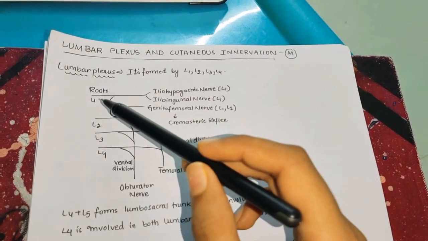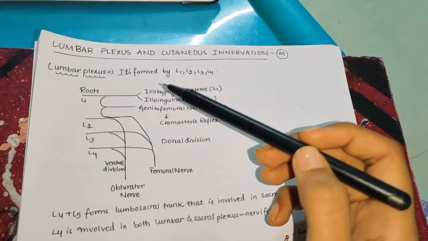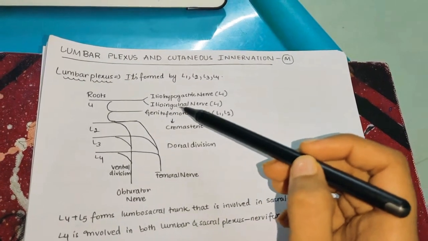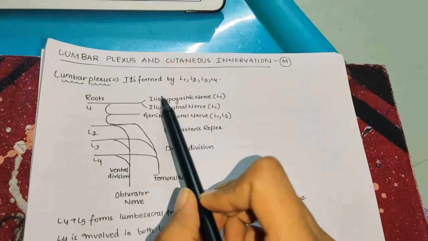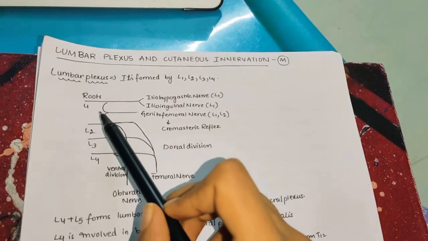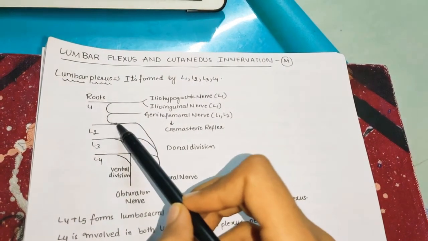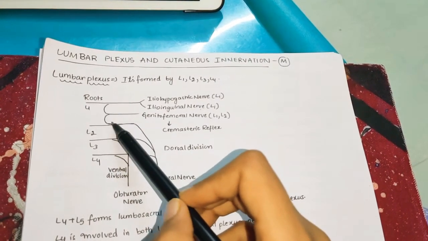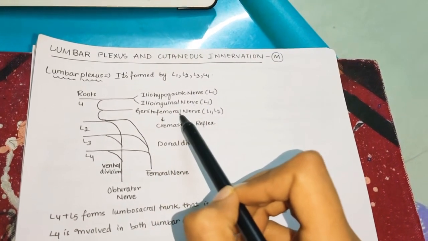So first you have L1 and you have its two branches. One is the iliohypogastric nerve and one is the ilioinguinal nerve. So from the L1 root you will get two nerves, that is iliohypogastric nerve and ilioinguinal nerve. There is one twig which is coming from L1 and another twig which is coming from L2. So the two twigs from L1 and L2 together form one more nerve, that is called the genitofemoral nerve.